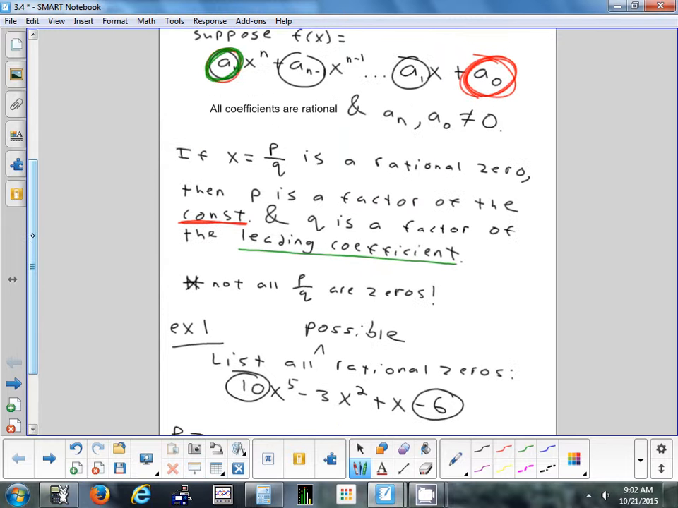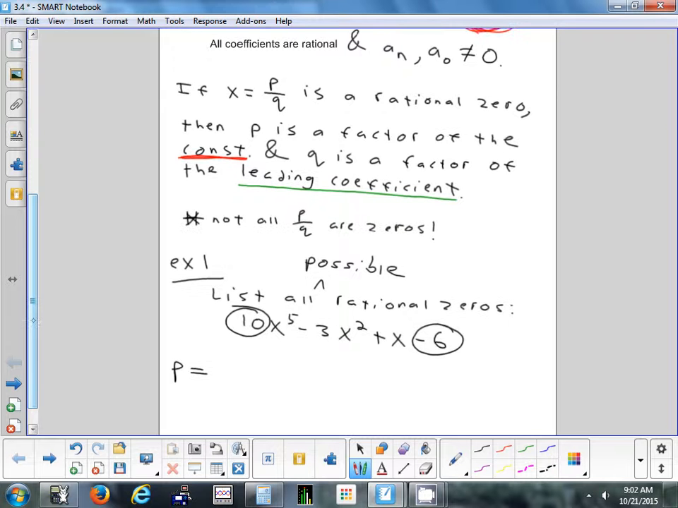So p is all the factors of the constant. What are all the numbers that divide into -6, or +6, which has the same factors? 1, 2, 3, 6, and all the negatives. So if there's a rational root in this problem, I guarantee you the numerator has to be one of these numbers. Positive or negative, 1, 2, 3, or 6.